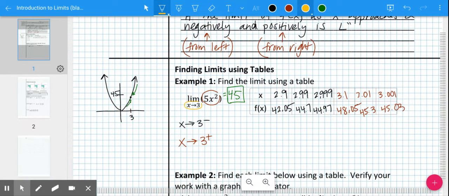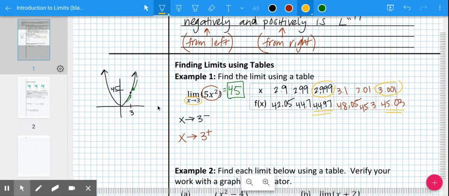Well, as x gets closer and closer to 3, look at these two values that are the closest, my y value is getting closer and closer to 45. So I'm analyzing the behavior of my function using a table because I don't want to make a graph for every single function every time.